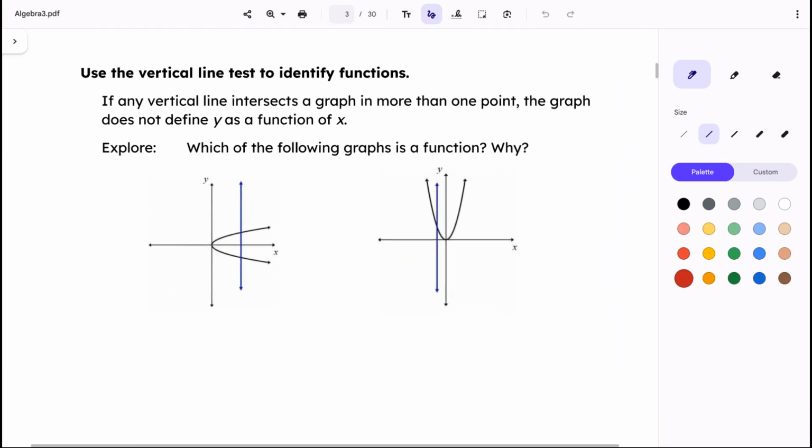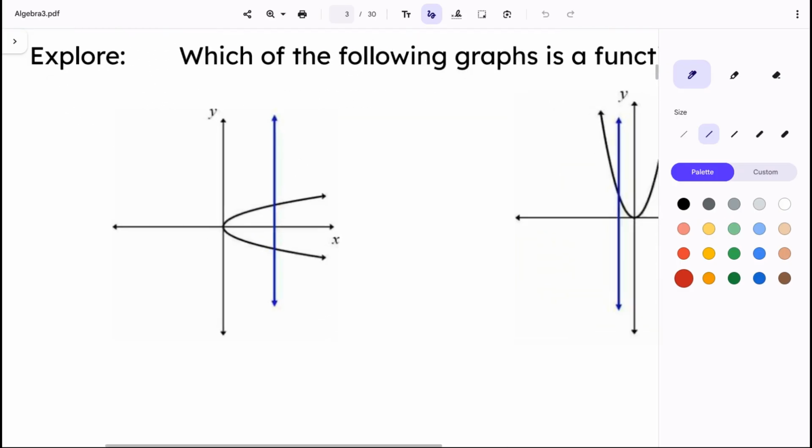Okay. On the bottom of this page is where we left off yesterday. There's something called the vertical line test, and this is a really easy way to decide if a graph is a function or not. The vertical line test says that if you can draw a vertical line through the graph and it only hits the graph at one point, then it's a function. If that line hits a graph more than one time, it's not a function.